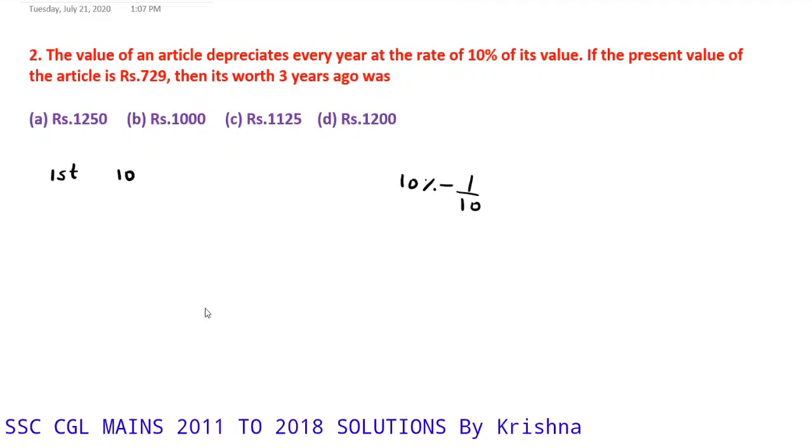So it is decreasing by 1. So initially 10 means 9. In second year also 10% it is decreasing. So 9. Third year also same. So present is 9 cube, which is given as 729. So this is 10 cube. So the value of the article 3 years ago was 1000 rupees.